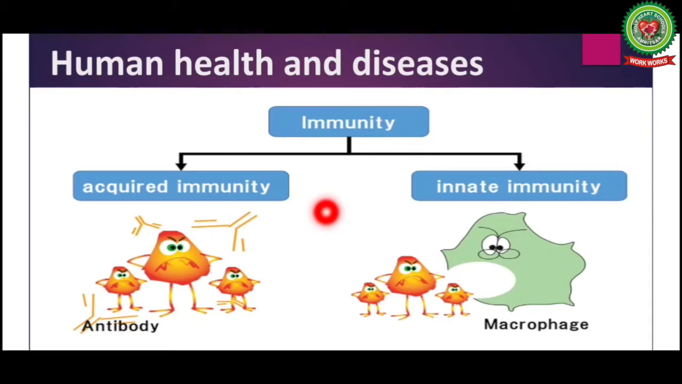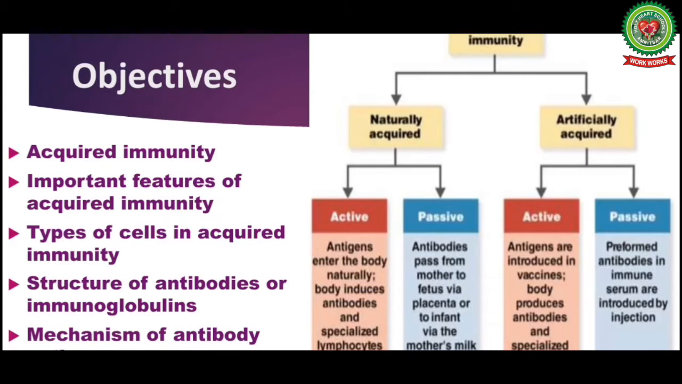Children, this video is in continuity with the previous video of the chapter Human Health and Diseases. The various objectives we are going to cover in this video are acquired or adaptive immunity, important features of acquired immunity, types of cells in acquired immunity, structure of antibodies or immunoglobulins, and mechanism of action of antibody.